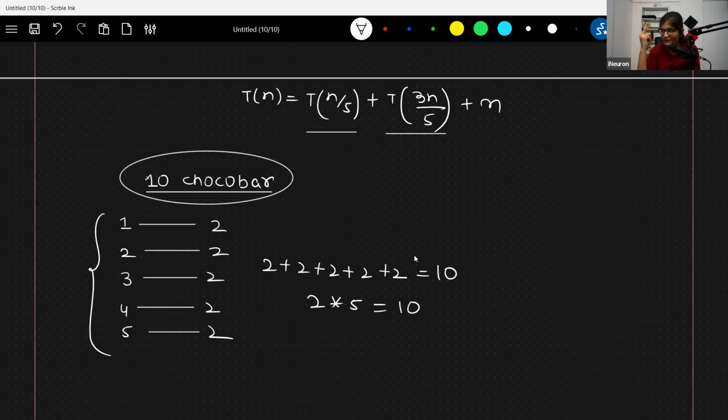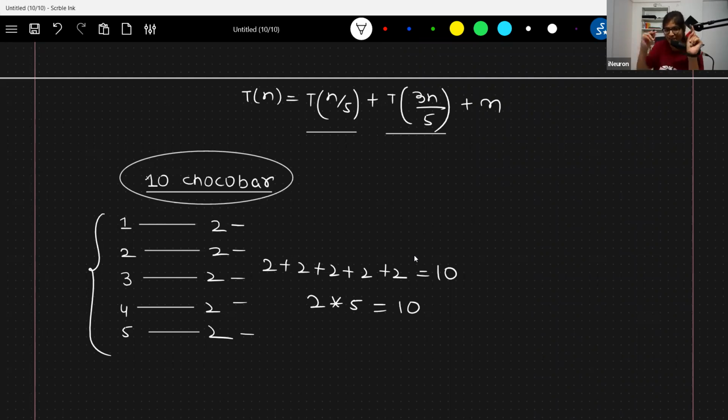Two approaches. Either we can add it manually until the number of students that we have, or, because I am giving an equal number of chocolates to everyone, sorry, ice cream, choco bar is an ice cream, so I am giving an equal number of ice creams to everyone, so I am doing 2 into 5 as well.